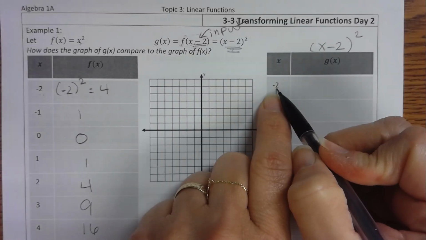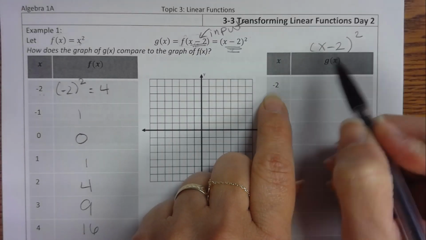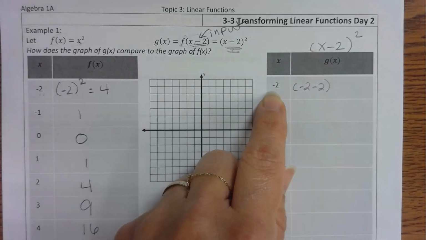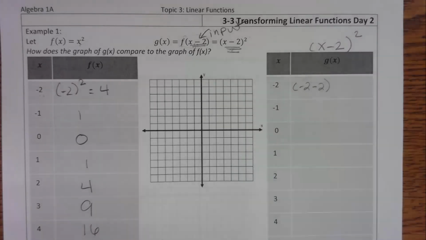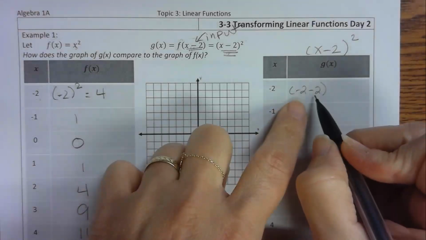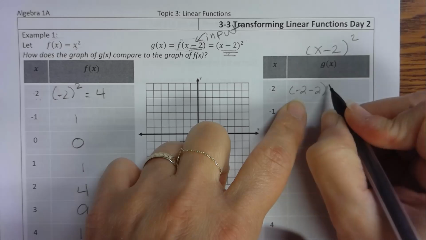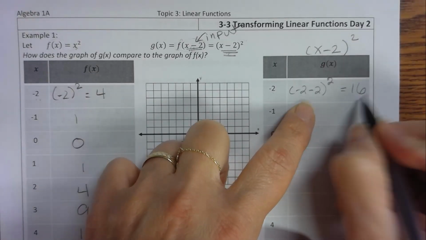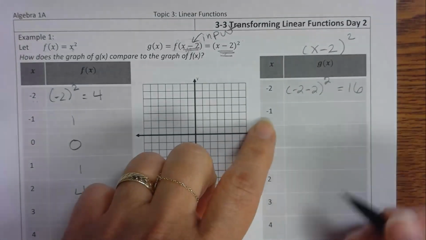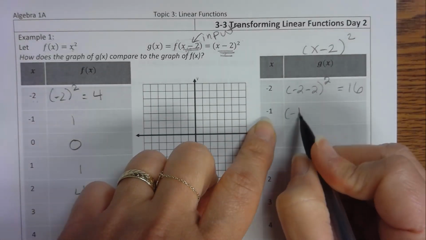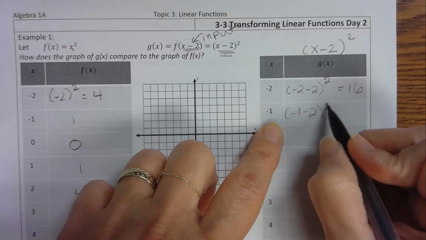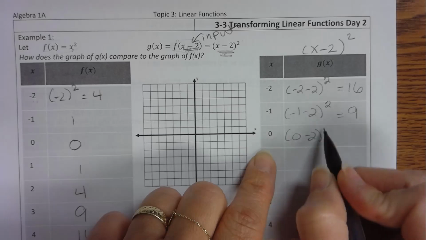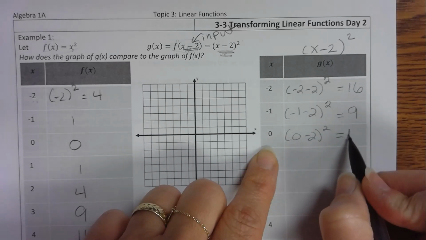So evaluate. We'll do -2, put -2 in for x, subtract 2, and then square the answer. -2, okay, and then subtract 2, which is -4, and then square the answer. So we get -4 squared, which is 16. Okay, we will evaluate for all of those the same way. So plug in -1 for x, subtract 2, you get -3, and then square it, and you get 9. Okay, likewise here, 0 minus 2 is -2, square it, and you get 4.